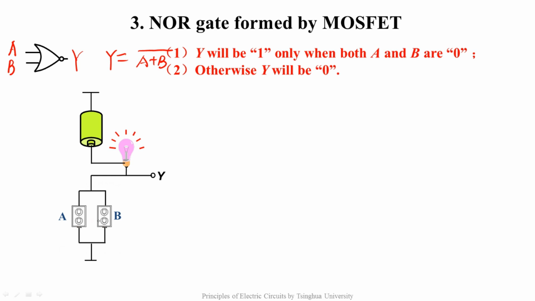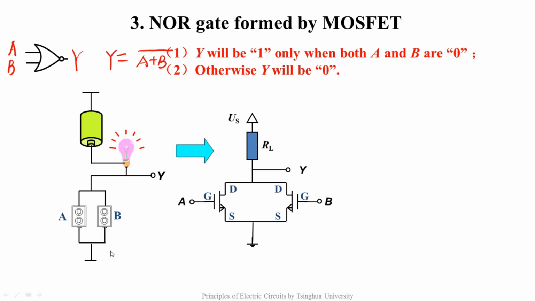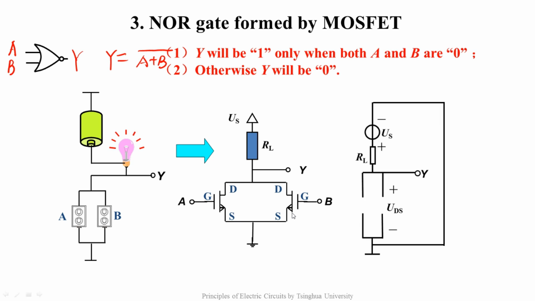Only when A and B are both turned off, Y will be connected to the high level. If any one of them is turned on, Y will be connected to the ground through it, its low level. Replace the two analog switches with MOSFETs controlled by A and B, then we get this circuit, which realizes the logic of the NOR. You can see, only when both A and B are 0, that is, the two MOSFETs are both turned off, the output UDS equals 1, since there's no path for the current to flow.